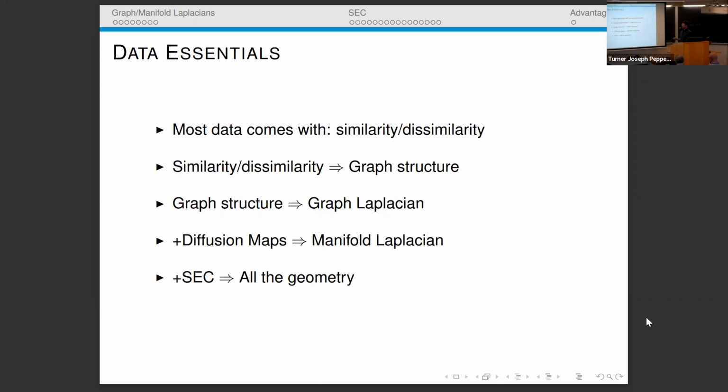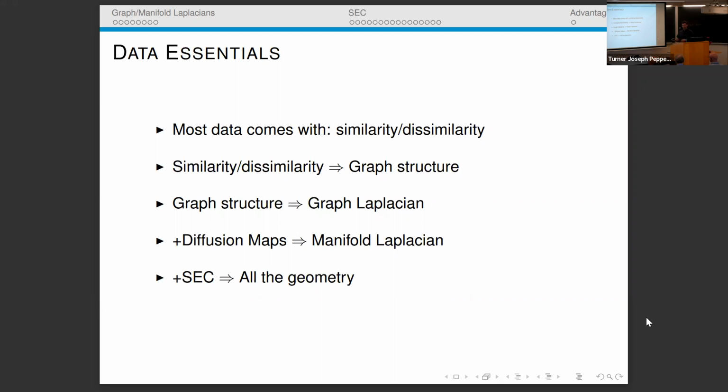And so from the graph structure, of course, you can get the graph Laplacian, which is in a sense equivalent to the graph. And where I entered the picture, as I just mentioned, was diffusion maps, which showed that you can use sequences of these graph Laplacians. If your data happens to live on a manifold or very close to a manifold, you can construct a sequence of graph Laplacians that converge to a manifold Laplacian.